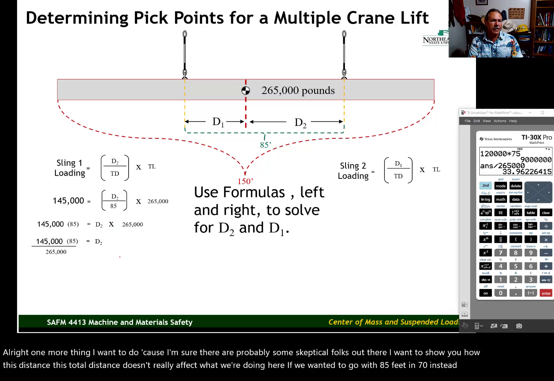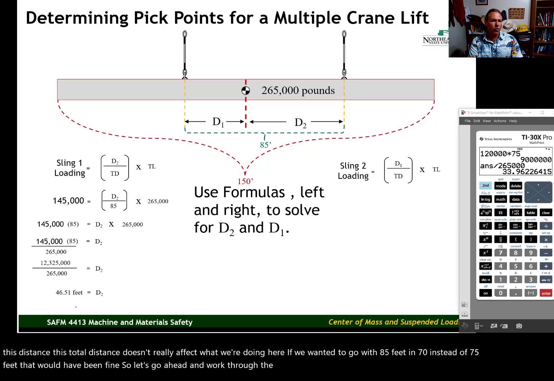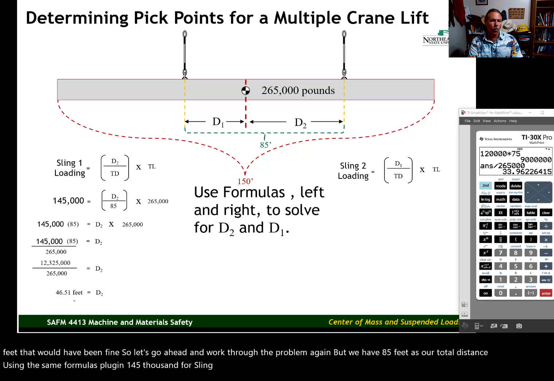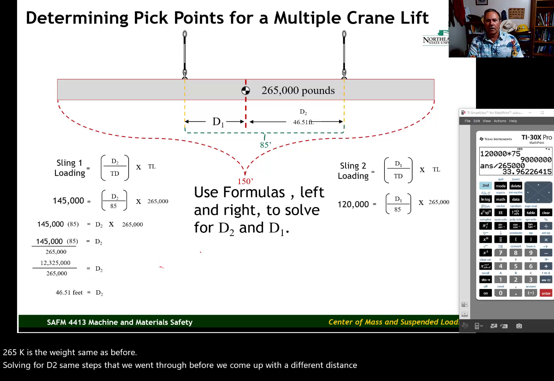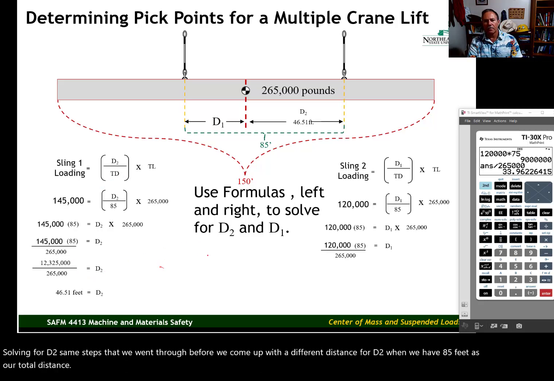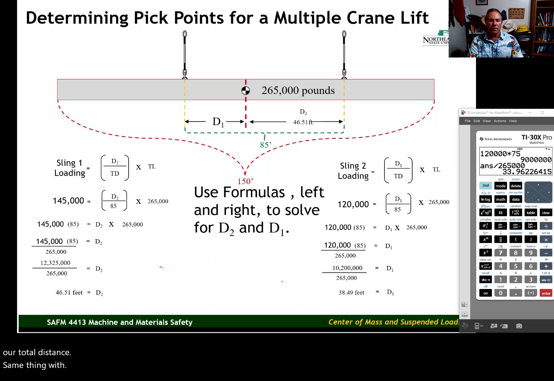We're solving for D2, same steps that we went through before. We come up with a different distance for D2 when we have 85 feet as our total distance. Same thing with solving for D1. We come up with a different distance for D1.